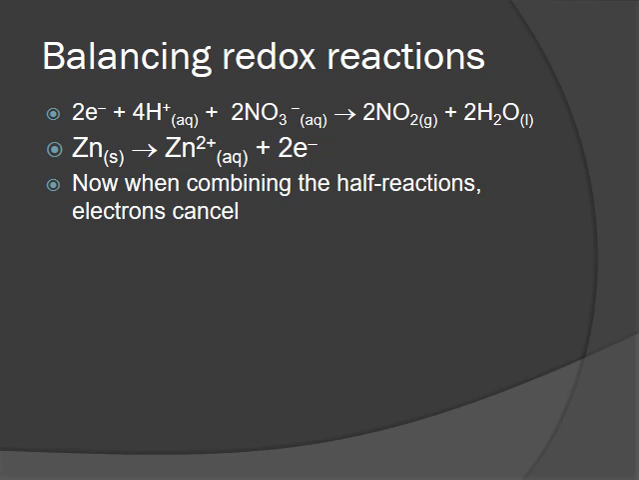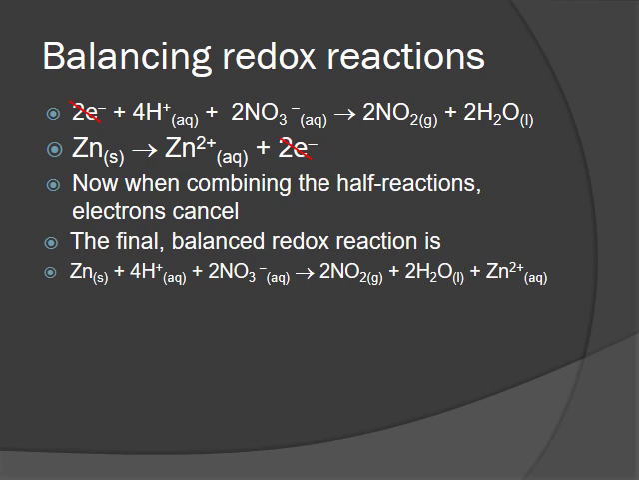Now we combine, and the electrons will cancel, which we remember is the purpose of balancing half reactions. We combine what is left. No H pluses cancel, no waters cancel. Watch for it, sometimes they might. So we get zinc, 4H+, 2 nitrates, go to 2 NO2s, 2 waters, and 1 zinc.